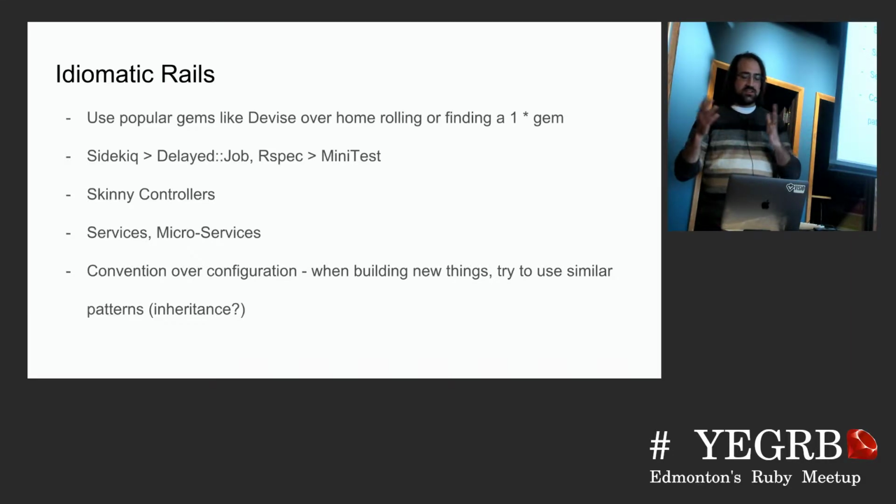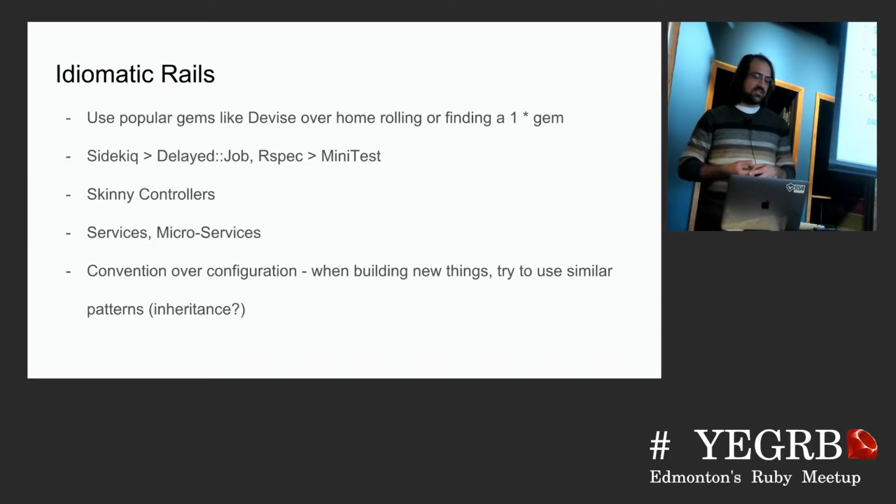Sidekiq is more popular than Delayed Job, as an example of that. I actually did check the Git repos, so you guys don't have to fact check me. RSpec is more popular than Minitest, weirdly, which ships with Rails. I think both of those would be fine, and both are fairly idiomatic. But it's interesting to think that there are more people in the community using RSpec than what ships with Rails, it seems like, anyway.